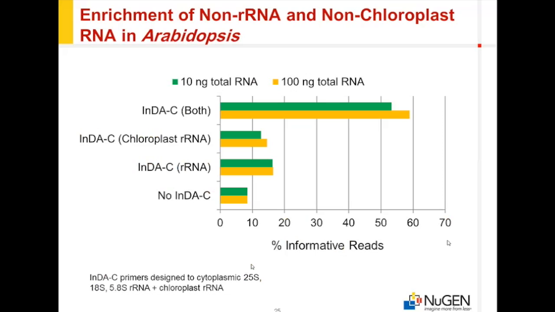So in the absence of InDA-C, we have less than 10% of the sequencing reads that would go to non-ribosomal and non-chloroplast ribosomal RNA. You can see the impact of using InDA-C primers to ribosomal RNA alone or to chloroplast ribosomal RNA alone. And on the top portion of this figure, you see that when we use InDA-C primers targeting both chloroplast as well as ribosomal RNA, we have a significant enrichment of informative transcripts in excess of 50%, either with 10 nanograms of total RNA or with 100 nanograms. So this represents a significant enrichment in the sequencing reads, which would be derived from the more informative transcripts in the library.